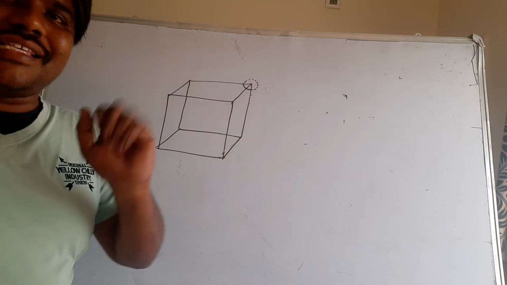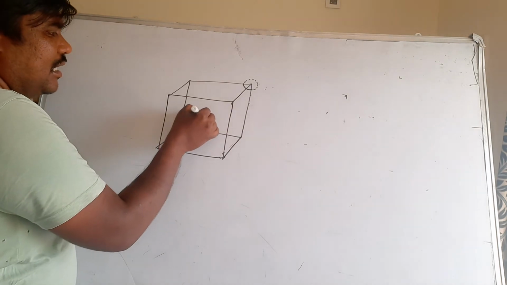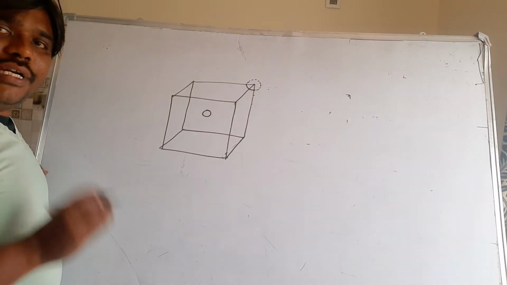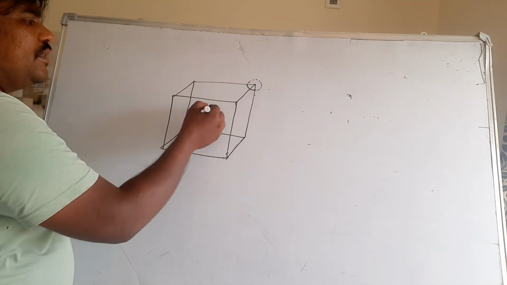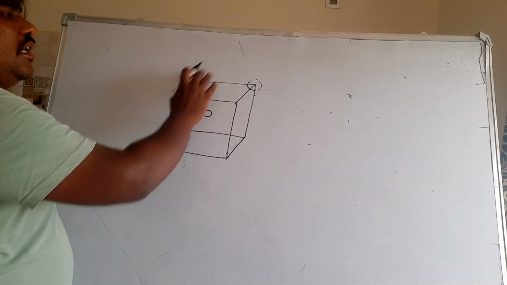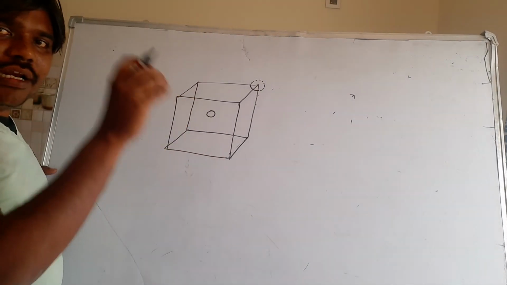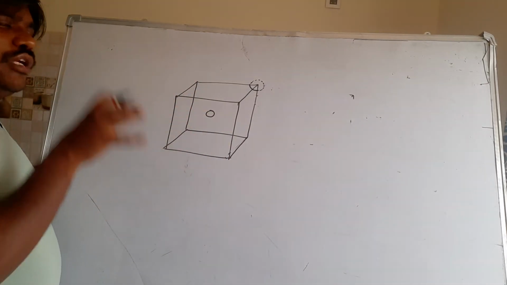Its contribution is less than 1. Suppose a lattice point is just inside the unit cell, in the middle of the unit cell. Then it belongs completely to that one unit cell, like something right in the middle of your room, which belongs to your room.